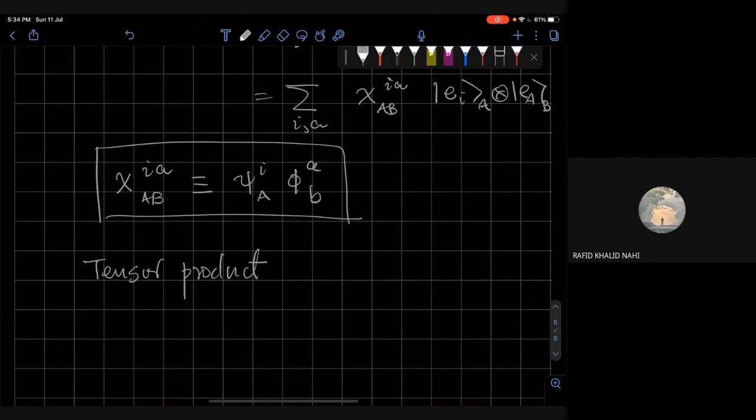Is it a generalized version of the dot product in some way? No, dot product is very different.